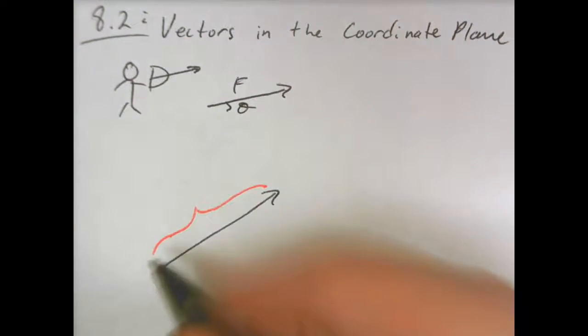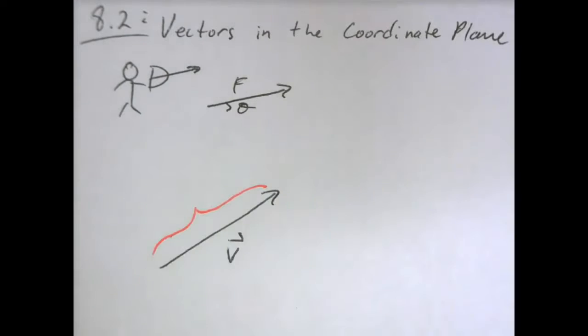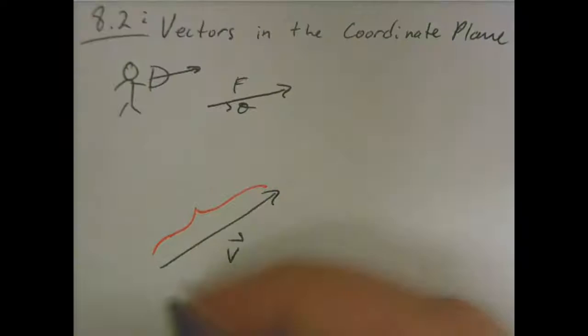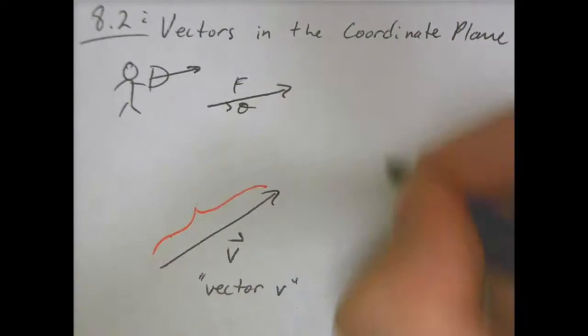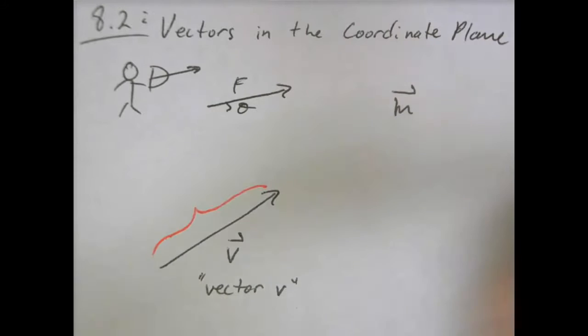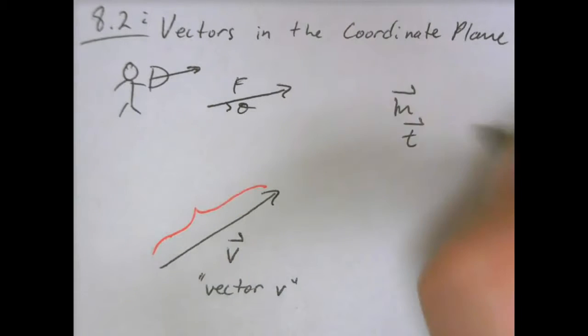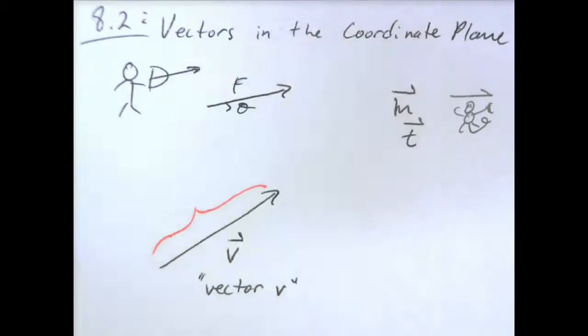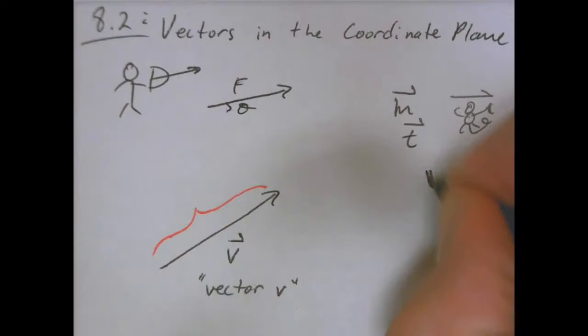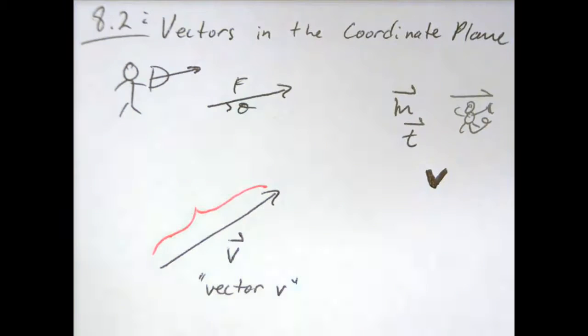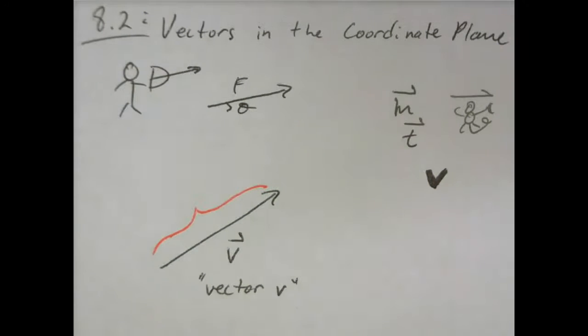If I define this as vector v, that's a v with a half arrow on top. You read this as vector v, or this would be vector m, vector t, vector monkey, whatever you want to label your vector as. As long as you put a half arrow on top, then it is a vector. Your book is going to bold it though, so you will see a bolded letter and they will call that vector v, but you will understand what they are talking about, I promise.